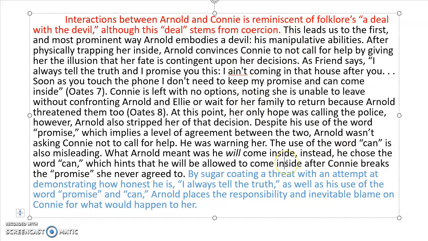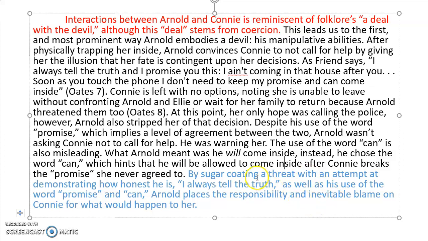The ending sentence: "By sugarcoating a threat with an attempt at demonstrating how honest it is, 'I always tell the truth,' as well as his use of the word 'promise' and 'can,' Arnold places a responsibility and inevitable blame on Connie for what would happen to her." Now this sentence sums up the whole paragraph quite well.